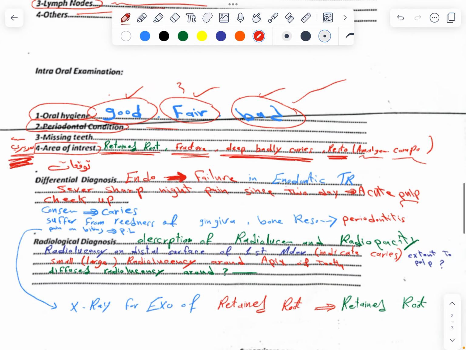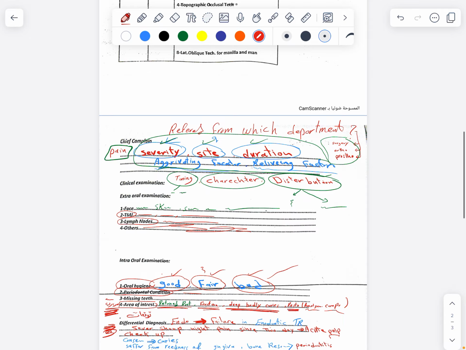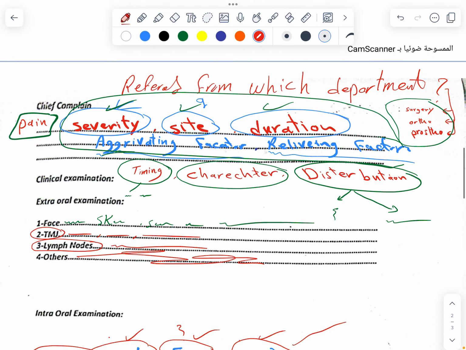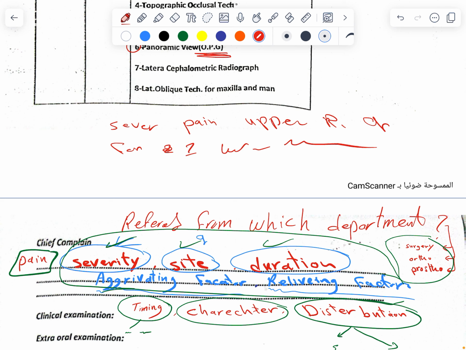For example, the patient has severe pain in the upper right quadrant for example 1 week, aggravated by something and relieved by something, and continuous, and so on. So you write a complete chief complaint.